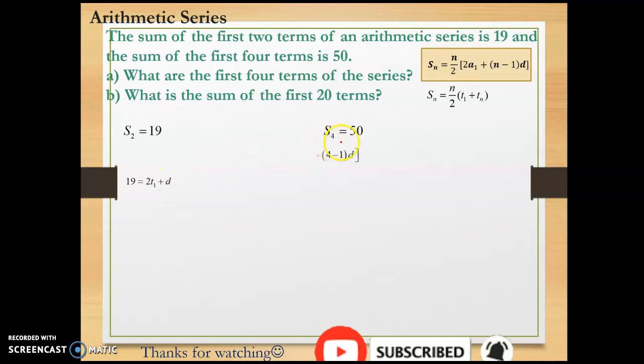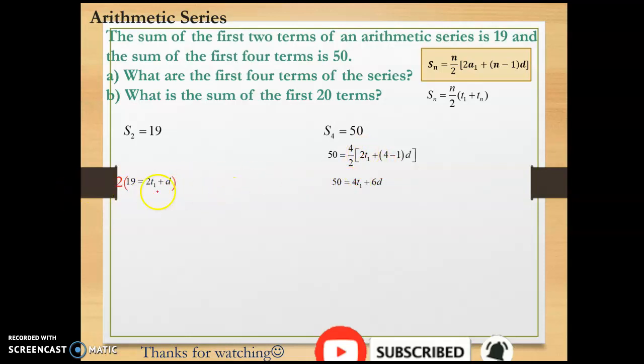On the other side, your S sub 4, the sum of the first four terms, is 50, which is equal to n, which is 4, divided by 2, and then 2a sub 1 or t sub 1, plus n minus 1 times d. If you simplify that, 4 divided by 2 is 2, and then you multiply it inside, so this becomes 3, and then you multiply it by 2, so it becomes 6. This one becomes 4.